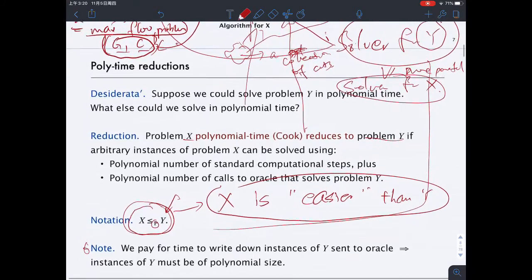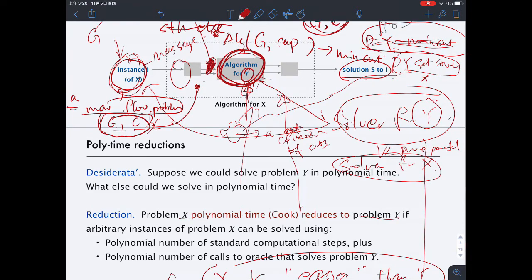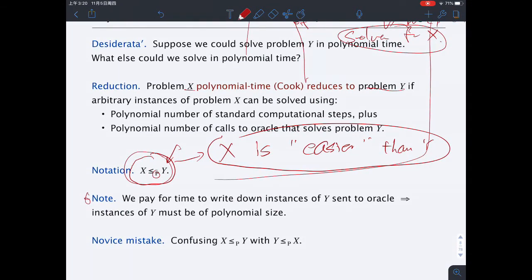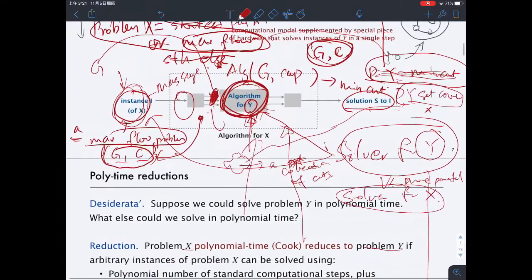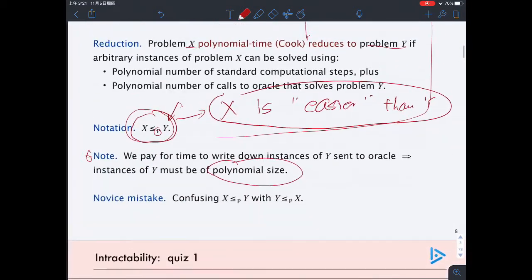So that basically means that when we want to produce an instance that's acceptable to the solver for y, the instance itself cannot be more than polynomial size. Let me just repeat. The instance itself has to be polynomial size, right? So when we start with a graph instance and we want to translate that into another instance that's acceptable by the algorithm y, then after the translation, the instance itself has to be polynomial size, right?